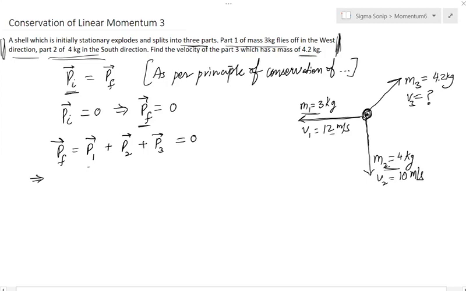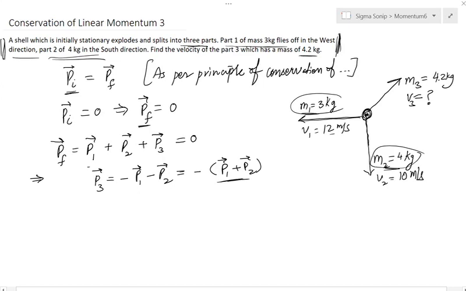So because we are finding P3, that will be equal to minus P1 minus P2. All I'm doing is trying to solve for P3, which I can write in a better way as minus (P1 plus P2). And it makes sense that you add the momentum of this piece with the momentum of this piece, and that should cancel out the momentum of the third part. That will give us a total momentum of 0.